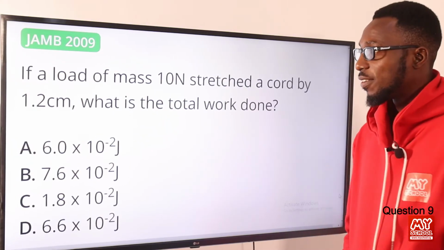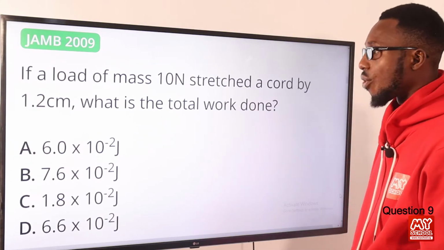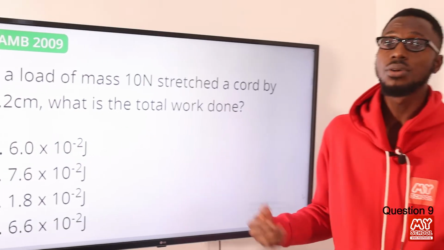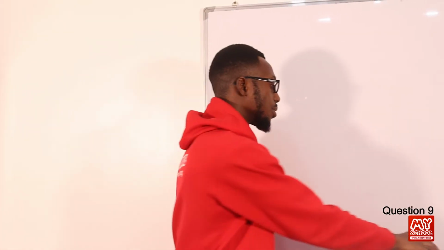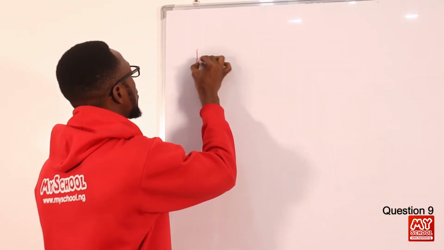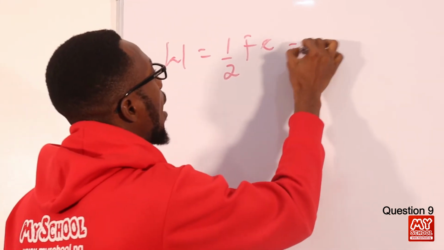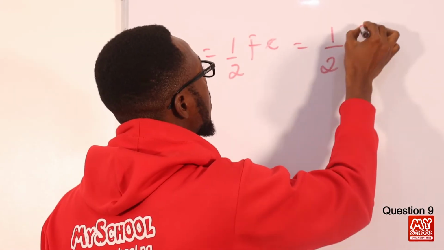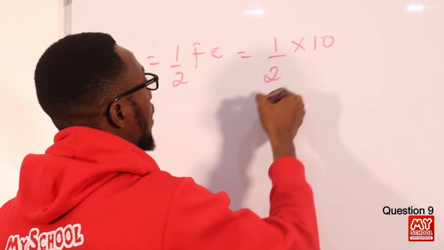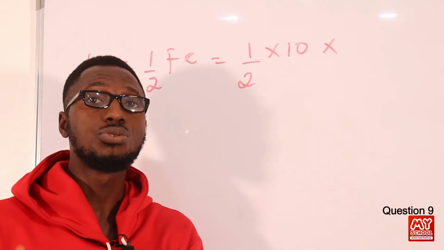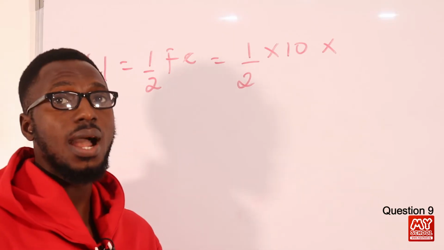9. If a load of mass 10 newtons stretched a cord by 1.2 centimeter, right? So what is the total work done? So the total work done here is the product of the average force multiplied by the extension or displacement produced. So I should have my W as half Fe, right? So I should have 1 over 2 times the force, that is 10, times the extension, which is actually 1.2 centimeter. If I want to bring that to meters, you can see I have to divide.